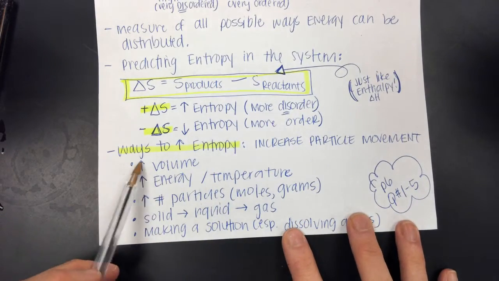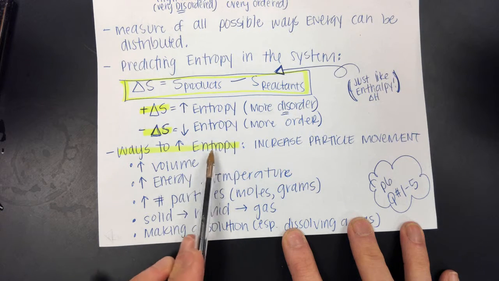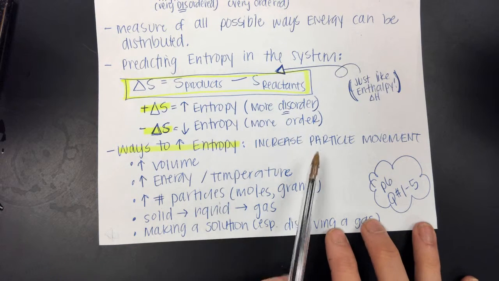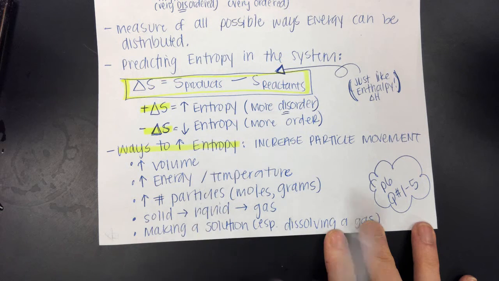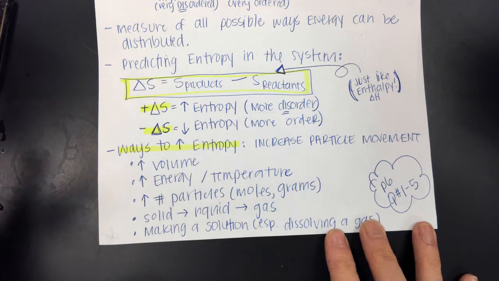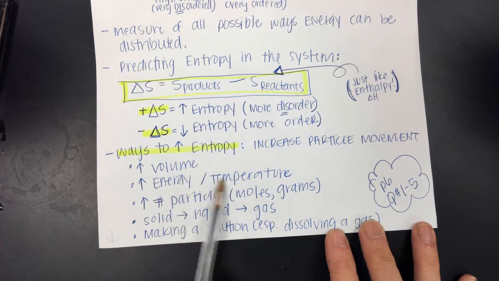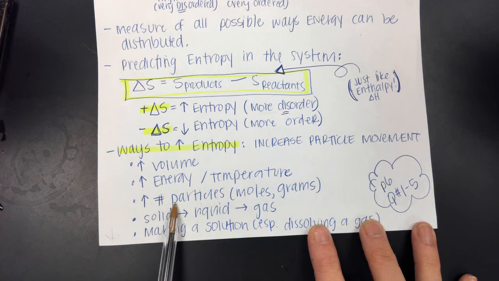So these are some ways that you can increase the entropy, increase that disorder. Anything you do to increase the particle movement will increase entropy. If you give it more volume, if you give those particles more space to bounce around, if you add energy or temperature, since temperature is just a measure of the kinetic energy, or if you add particles, in the form of moles or grams.